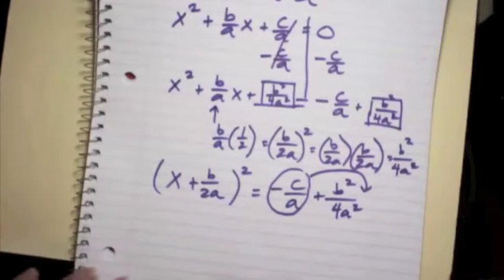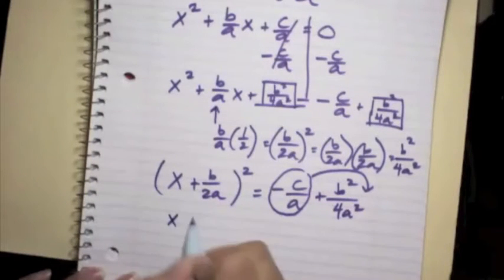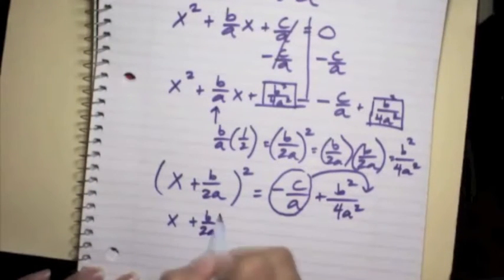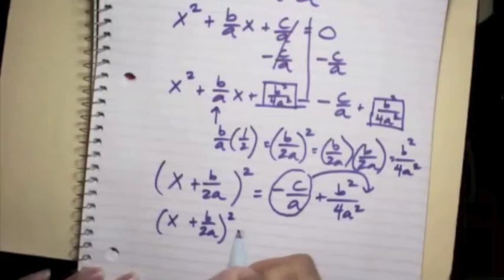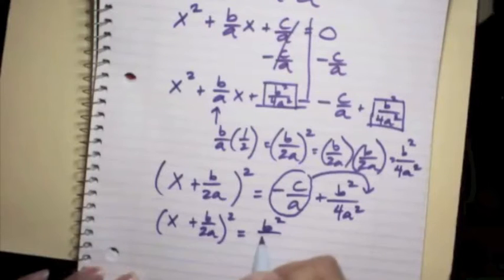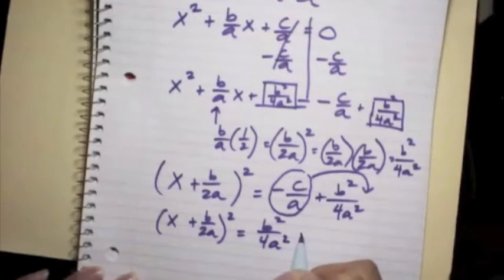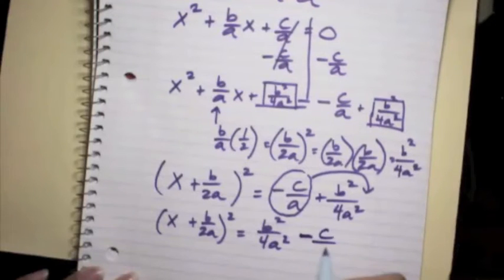So I'll have x plus b over 2a quantity squared equals b squared over 4a squared plus, or actually minus, c over a.